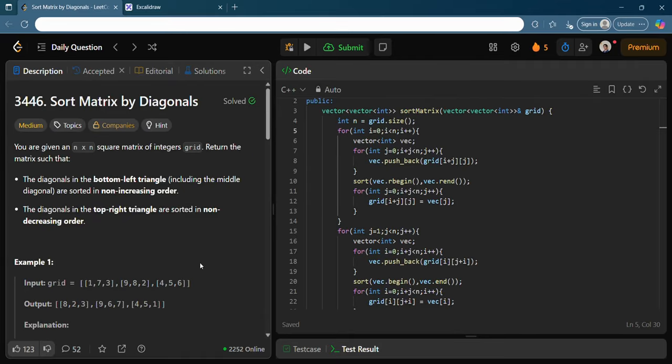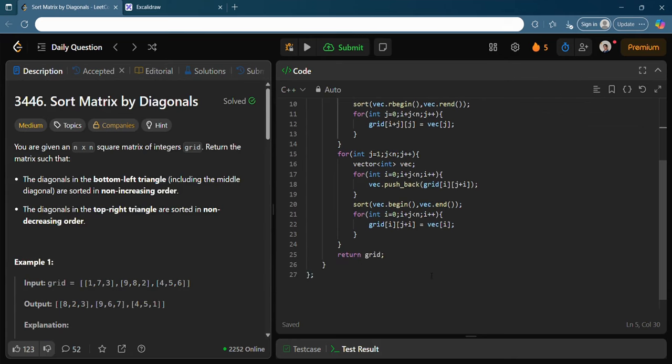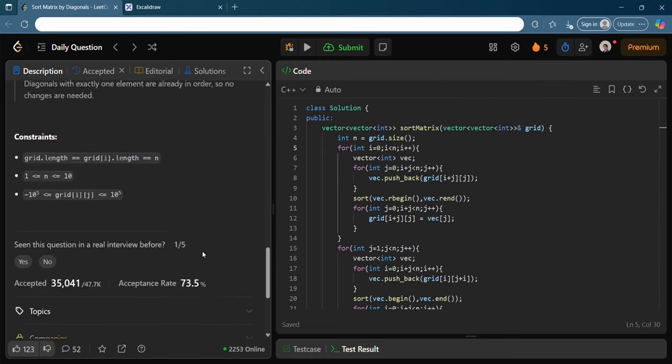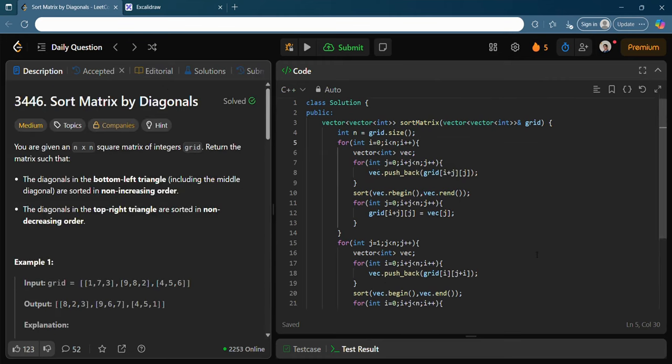So I hope this problem was simple to you and you might have solved it on your own. Even if you did not, I hope the solution is now very clear to you. It is not at all difficult to understand.